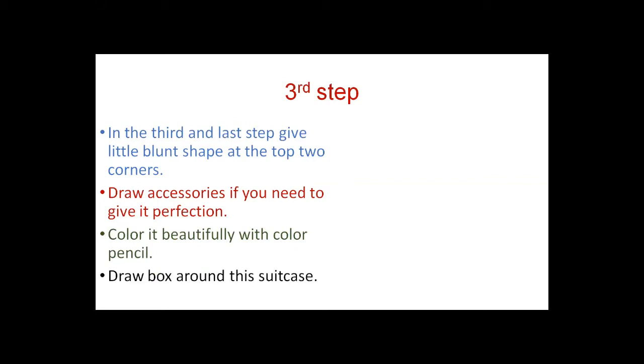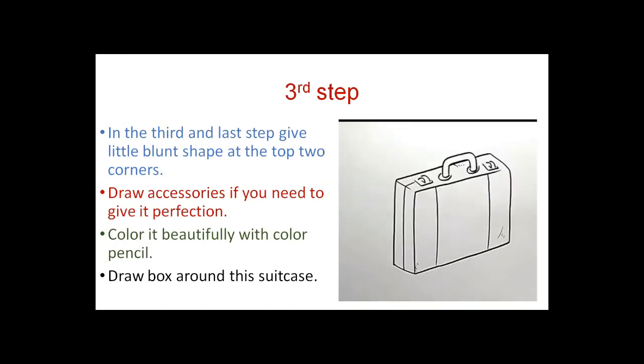Draw a box around this suitcase. Okay, third step, last step, give little blunt. These corners you will blunt by a perfect shape. To show the perfect shape, draw accessories, different types of accessories you will draw on the suitcase. Color it beautifully with color pencil. Draw a box around this suitcase. Okay, I hope you understand these three steps.